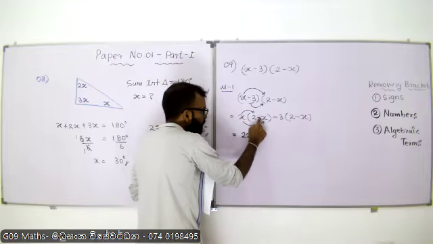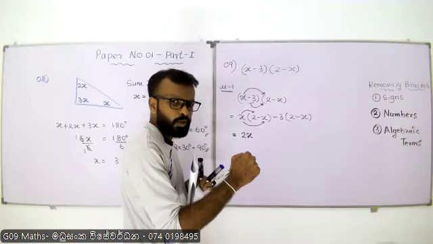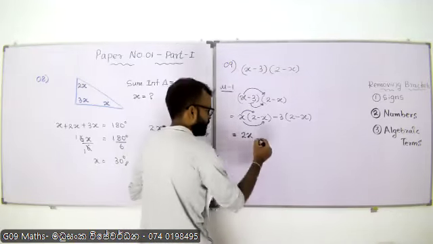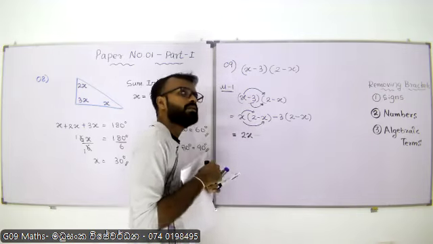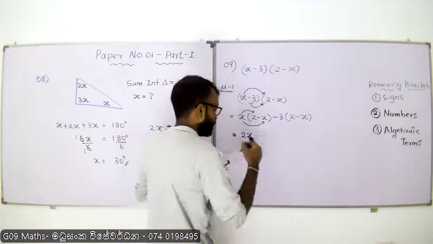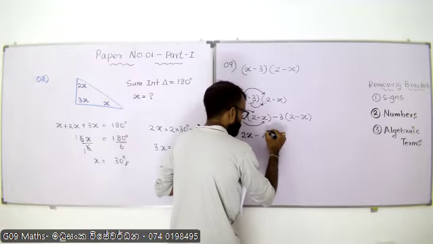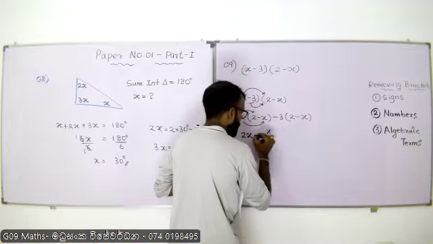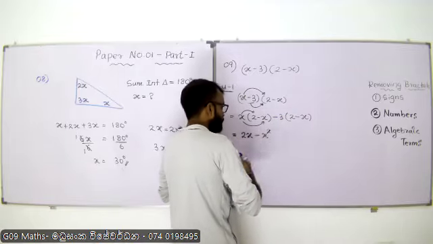Positive into negative. What is the sign? Positive into negative, you will end up with negative. Negative. X into x, x to the power 2, x square. Same thing. Right? I am going to do here.